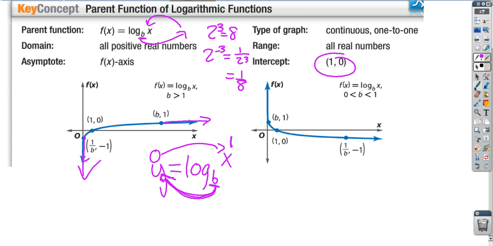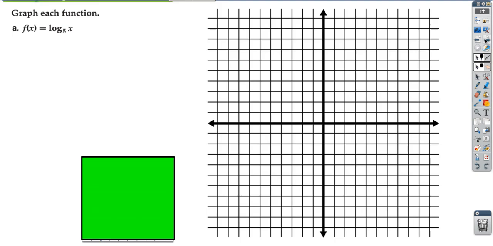Finally, the graph on the right side is basically when the base is a fraction, when it's in between 0 and 1. And in that case, you get this kind of downward sloping graph. And we'll see what that looks like in just a sec. All right, so graphing each function. A lot of these can be done in a calculator. We'll do a couple by hand just to show you what it looks like.